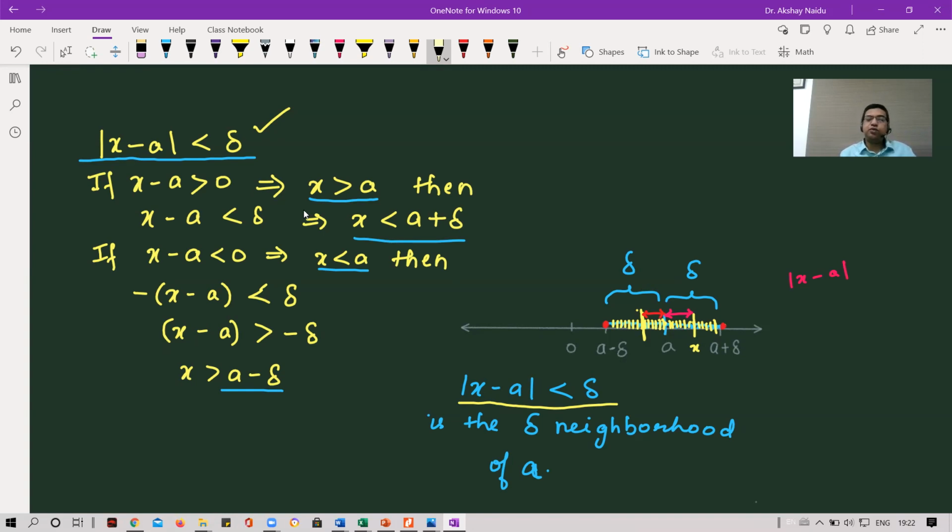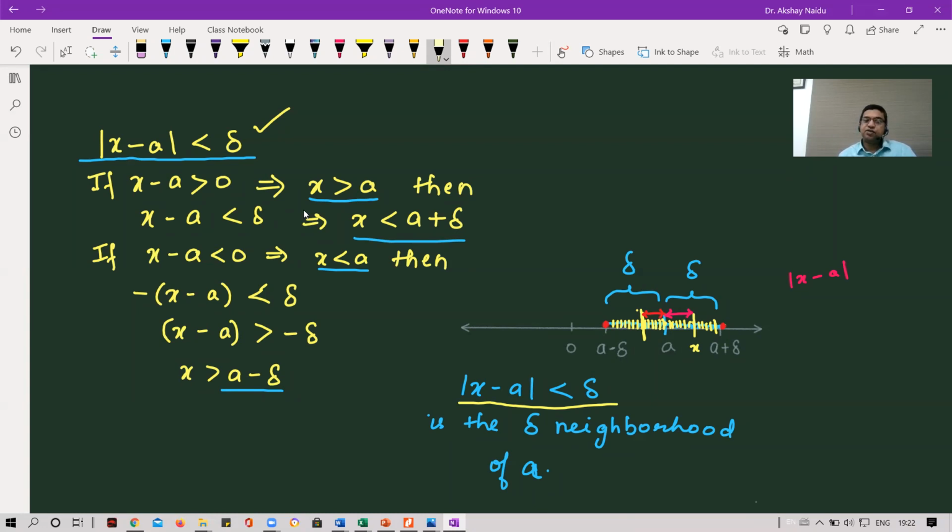If it was equal to, it takes two values. If it is less than, then it takes an interval. So modulus of x minus A less than delta means the distance of x with respect to A is less than delta. So all these points from A minus delta to A plus delta satisfy this inequality.